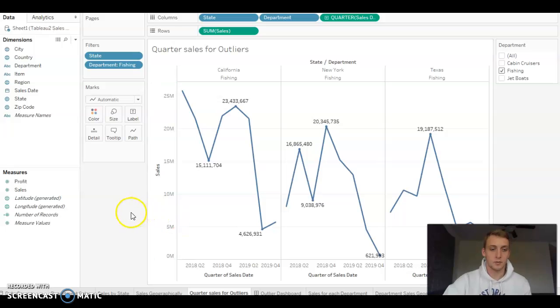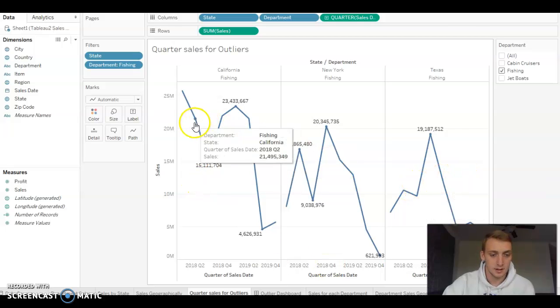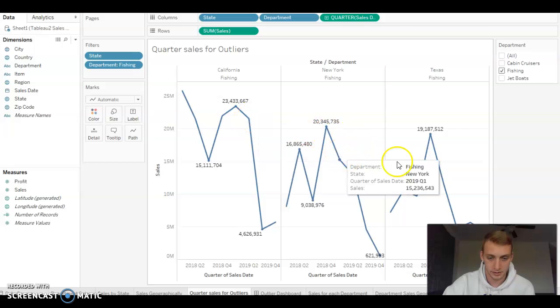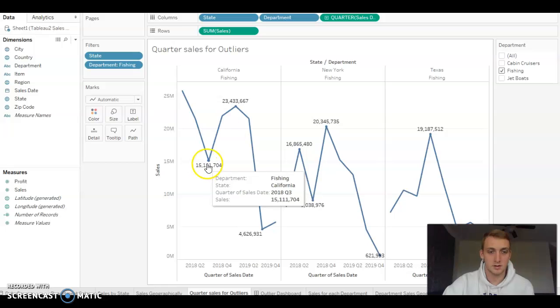Final thing I wanted to look at was their sales throughout the years of 2018 and 2019. So I filtered quarterly for the fishing in all three of these outlier states. I found significant decreases coming into 2019. So all three of them started to decline at the beginning of 2019, around there. And then I marked the significant trends.